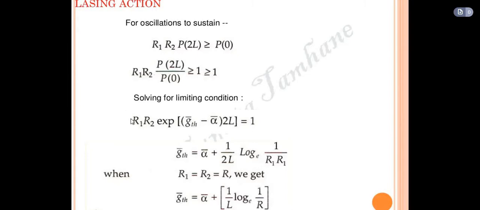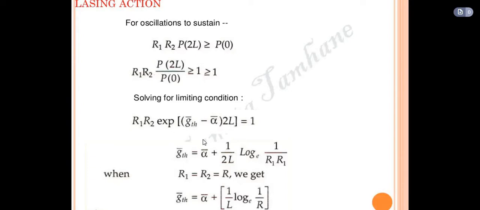So cross multiply, 1 by R1 R2 will be left here. I want to remove the E factor. So E will become log of 1 by R1 R2, minus alpha will become plus alpha, and 1 by R1 R2 will be as it is. This is just to simplify. How am I simplifying? I'm just shifting R1 and R2 to the right side. So it will become 1 by R1 R2. I have e power G bar minus alpha bar into 2L, right?